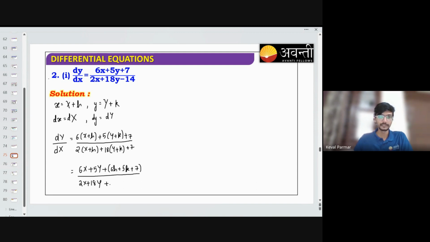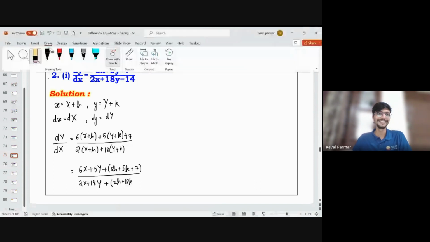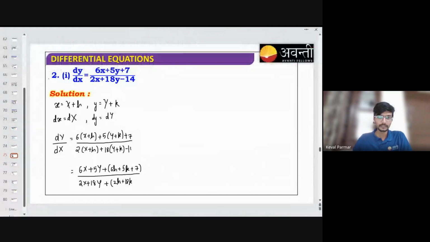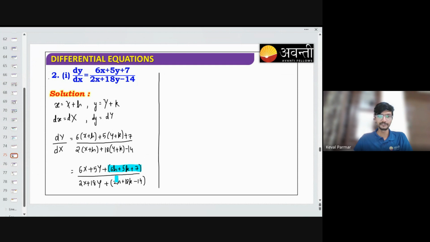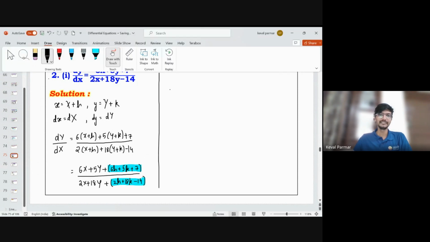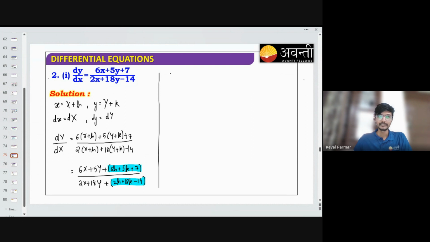We made a mistake. You also did not pay attention. So here it is minus 14, right? So we have 6, 5, 7, 2, 18, minus 14. Now, what do we do to make this homogeneous? We have to make these both terms 0. So 6h plus 5k plus 7 equals 0 and 2h plus 18k minus 14 equals 0.